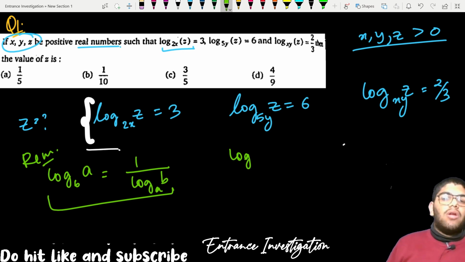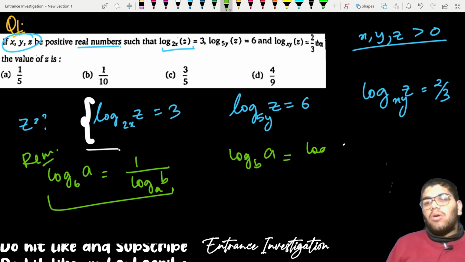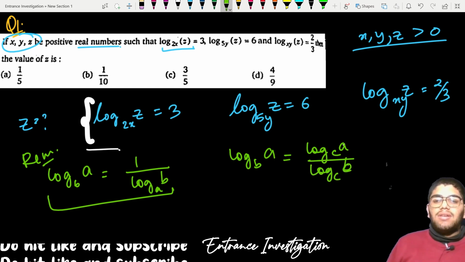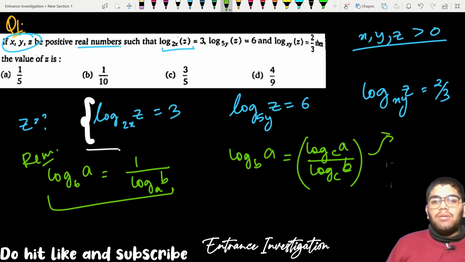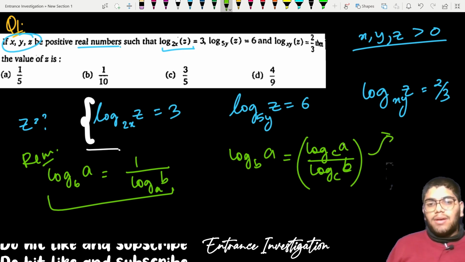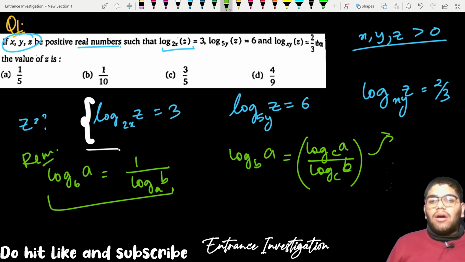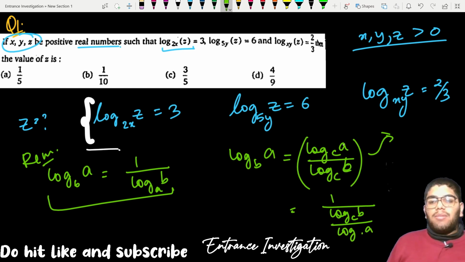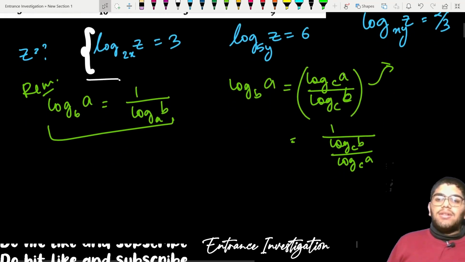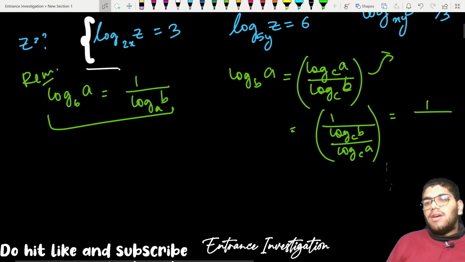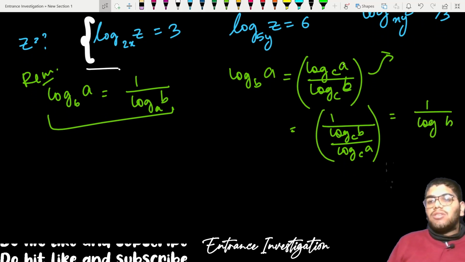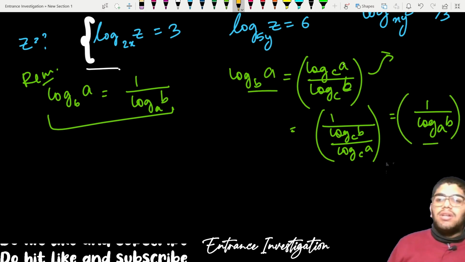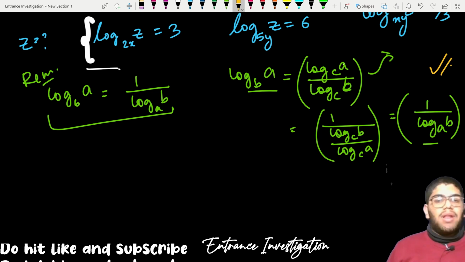I can write log of a base b as log of a base c upon log of b base c. This follows from the base change property. Now this can be written as 1 upon log of b base c over log of a base c. I guess we can reverse the base change property now, and hence we prove this statement. We discussed it in the lectures. So we got this and we will apply it now.